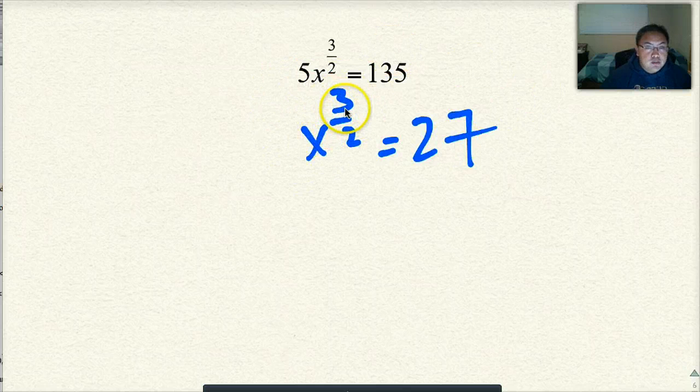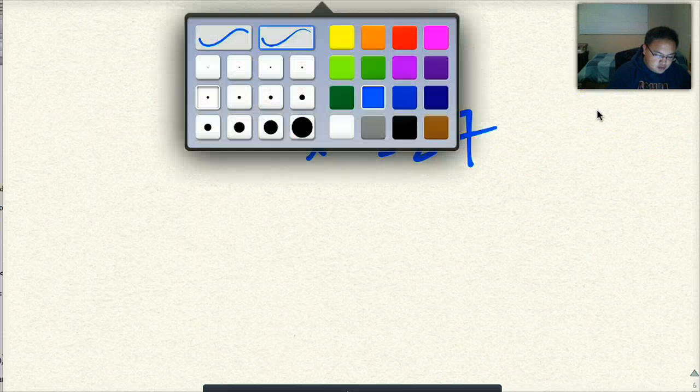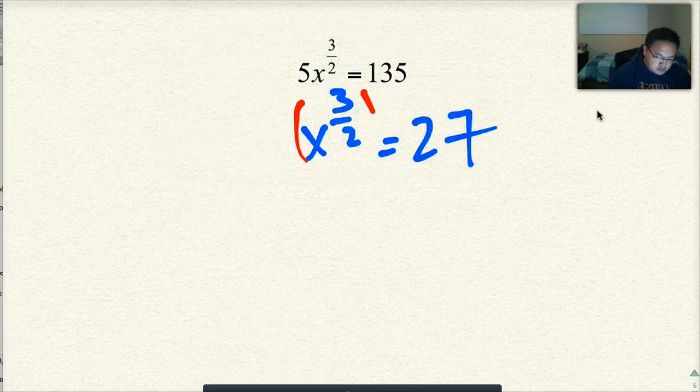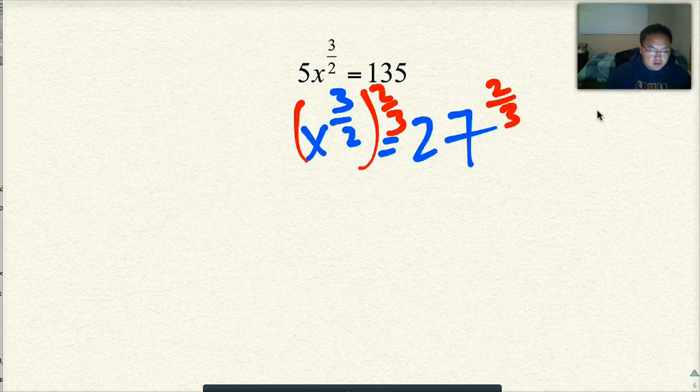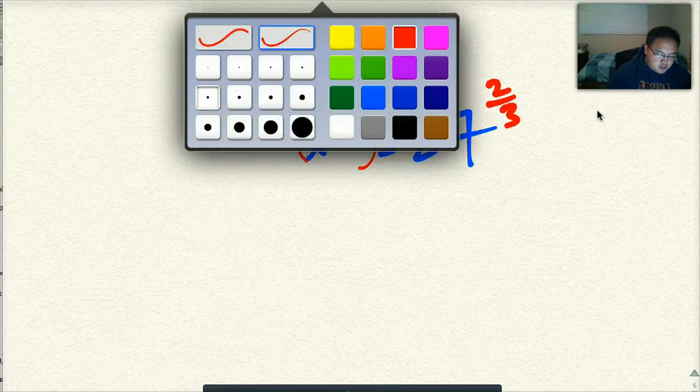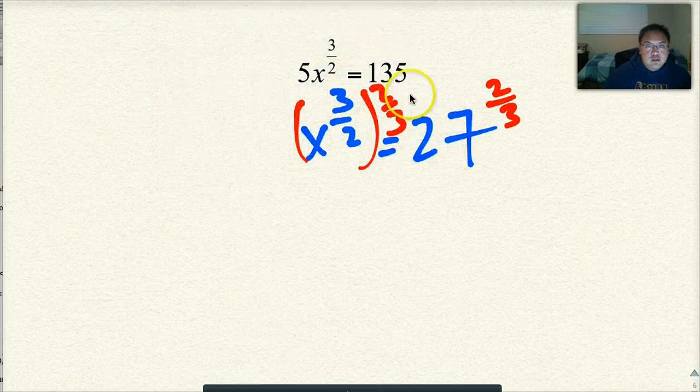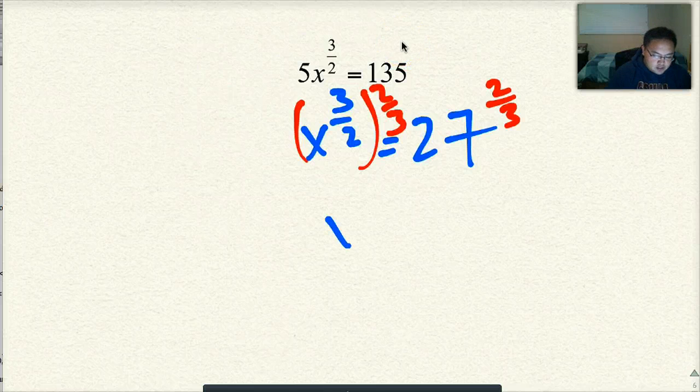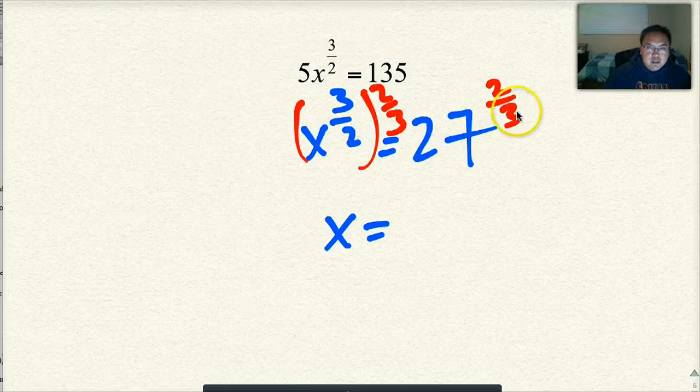Again, I raised to the reciprocal. The reciprocal of 3 over 2 is 2/3. So let me use a different color. So I'll raise both sides to the 2/3 power. Again, these ones cancel because they're reciprocals. That's the whole reason why these cancel. So I get x by itself. And then I'm going to put it in, see how this is a fraction? So again, I'll put the 3 out in front, and this is 27 squared.